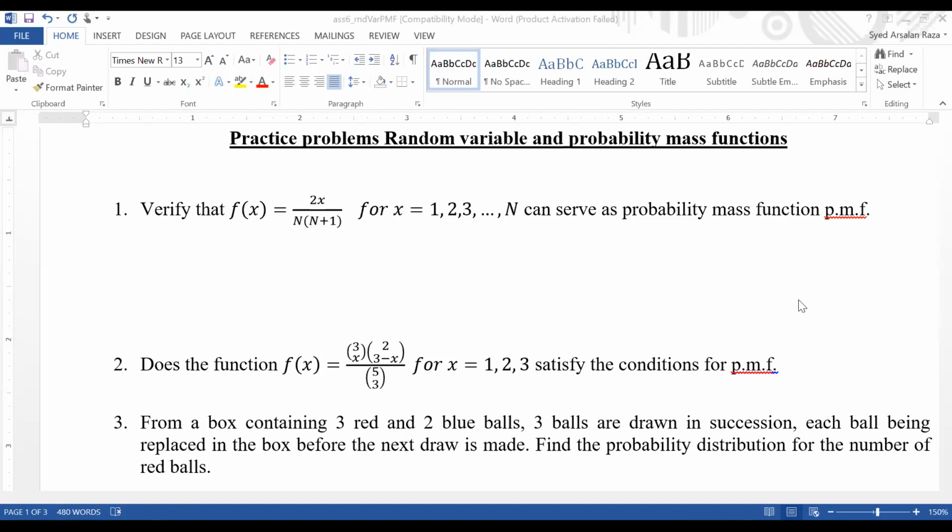If it is in the form of a table, we still have two columns. All values of x, which were written in horizontal form, will be written in a column, and then the probabilities will be written in a second column, and the sum of all probabilities must be equal to 1. Then the table is referred to as a probability distribution.